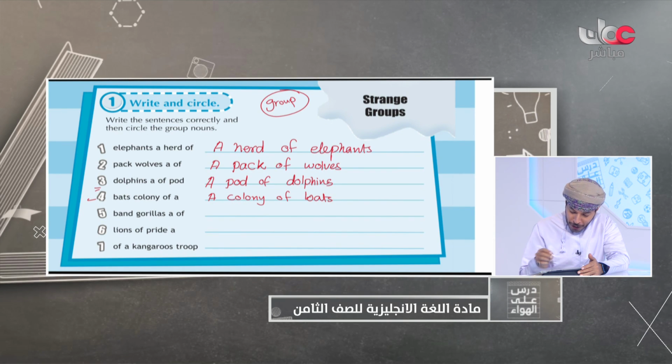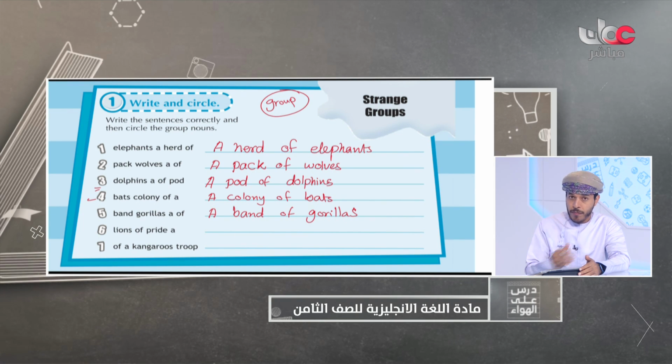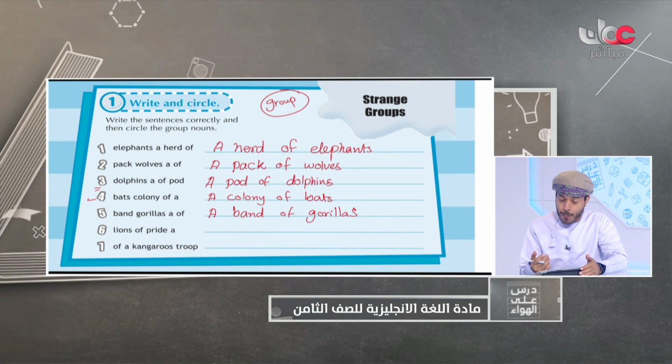and for number 5, look at number 5, please. Gorillas. So what is the noun of the group of gorillas? We can call them a band. Okay, even for music, some groups, they are called like a band. Okay, a band of gorillas. Okay, and for number 6, lions. Okay, a pride of lions.